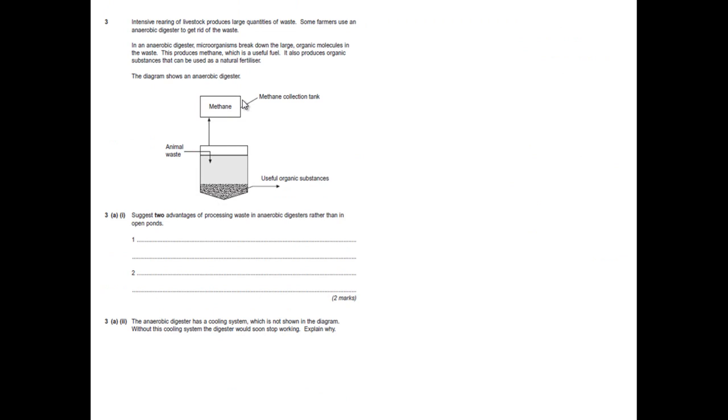Okay, so moving on. Intensive rearing of livestock produces large quantities of waste. Some farmers use an anaerobic digester to get rid of the waste. In an anaerobic digester, microorganisms break down the large organic molecules in the waste. This produces methane, which is a useful fuel. It also produces organic substances that can be used as a natural fertiliser. So, suggest 2 advantages of processing waste in anaerobic digesters rather than in open ponds.